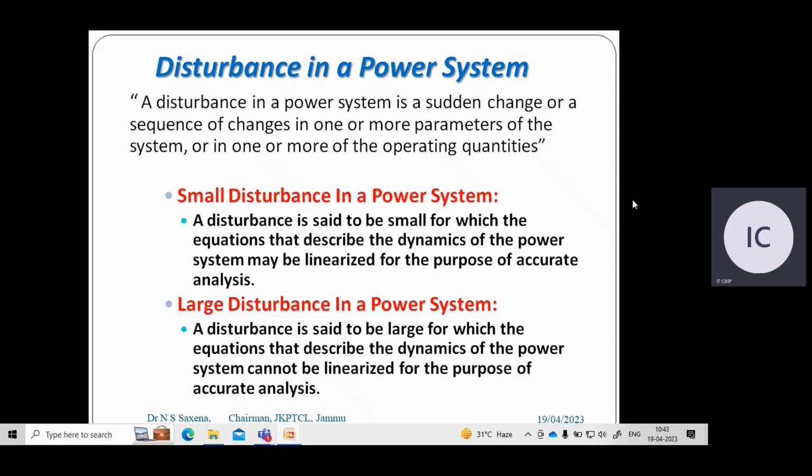Can you differentiate between the first definition there? One or more parameters and the operating quantities. Yeah, one or more parameters. The power system parameters are basically the voltage, delta, P and Q. So one or more means any of them. And sir, operating quantities? Quantity means quantity in terms of magnitude.